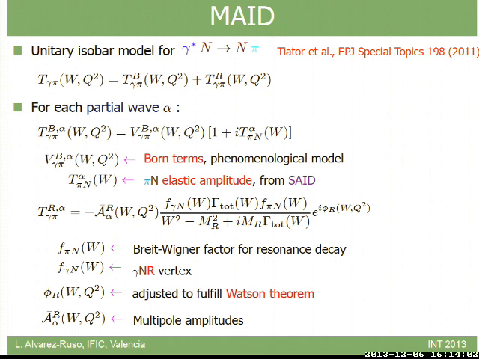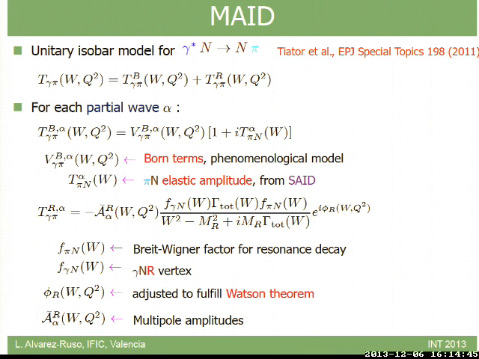For each partial wave, the partial wave expansion is performed, and the background has some phenomenological models, some Born terms, and then is unitarized using the K-matrix approximation. And this brings in the pion nucleon amplitude, which is then obtained from SAID, the George Washington University analysis. So this is how the background is implemented here, and then on top of that, there is the resonant contribution.